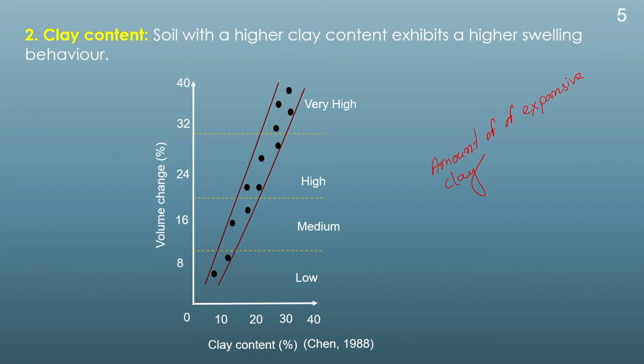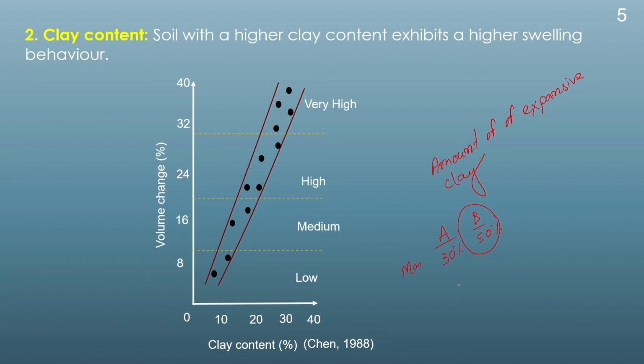Say, for example, two soils A and soil B have the montmorillonite mineral. In one case it has 30% montmorillonite and in another case 50% montmorillonite, with the same exchangeable sodium percentage. In that case, the higher the clay content, the higher the swelling of the soil. Remember, when we compare, we need to compare the same type of soil.